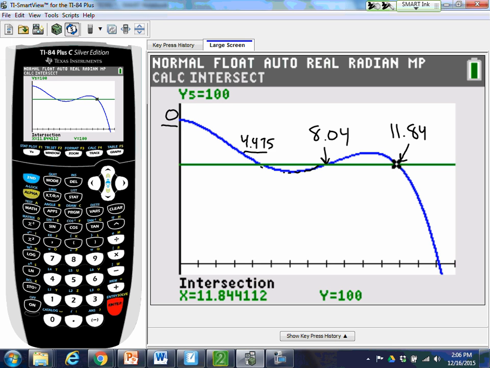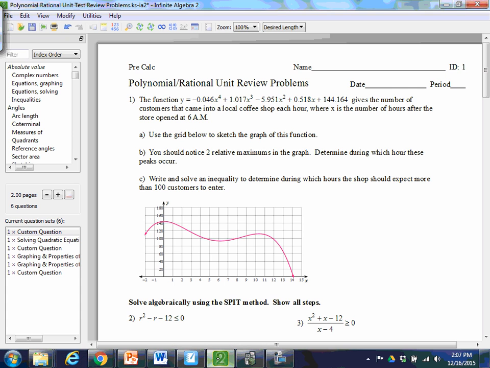Okay, so it looks like all of the time from technically when it first opened, so including 0 up to 4.475, those x values, you can see the blue graph is above 100. And then there's another chunk of this stuff, which is from x being 8.04 up to 11.84 hours. Okay, so those are the intervals. Those are the number of hours when the number of customers is above 100. So that's probably the best way to handle that one.